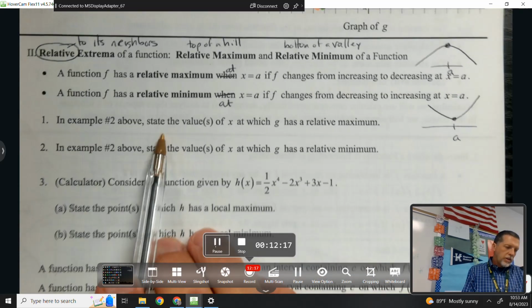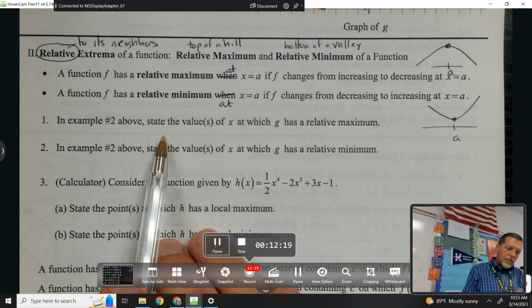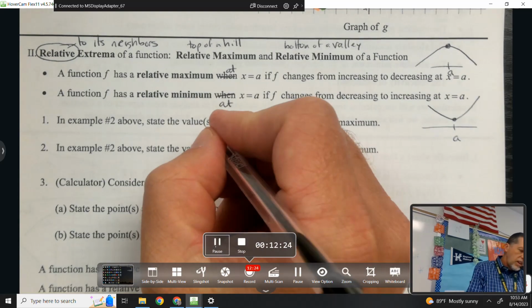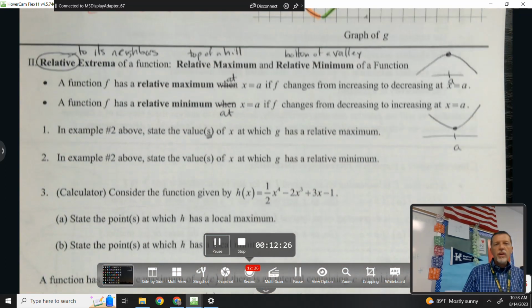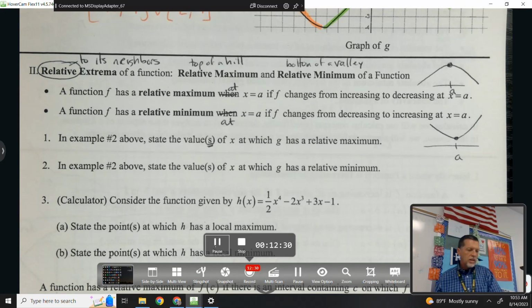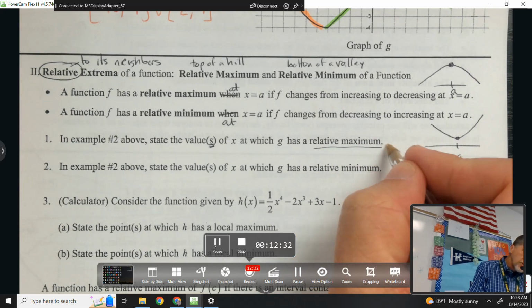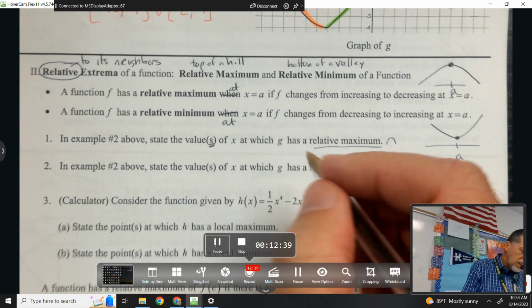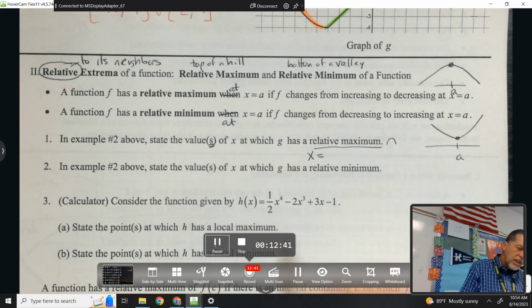So in example number 2 above, state the values of x at which g has a relative maximum. By the way, values is maybe plural, so there might be more than one. So relative max, looking for the top of a hill. How many tops of hills do you see in that graph of g?